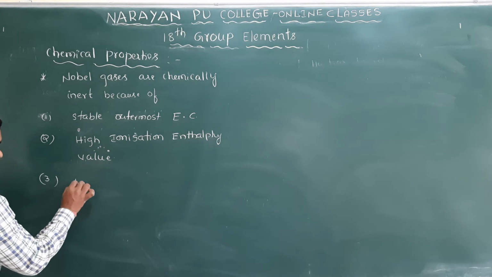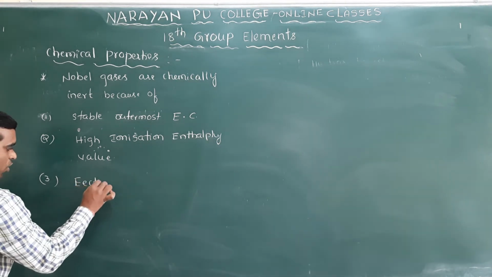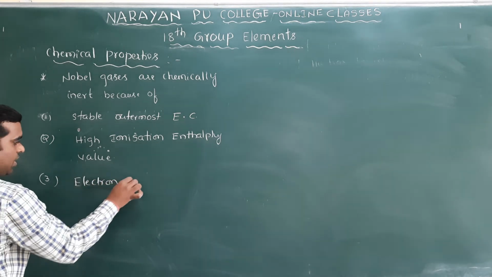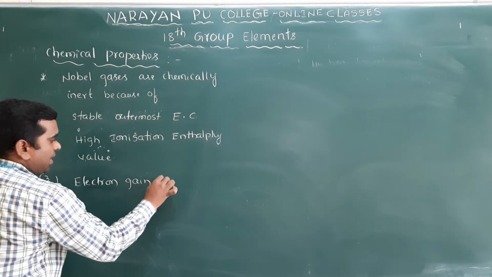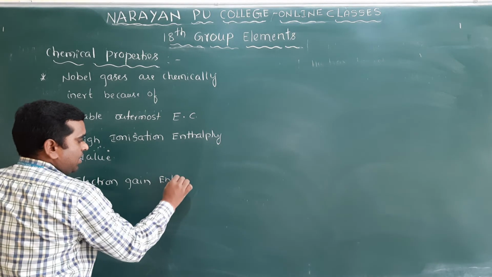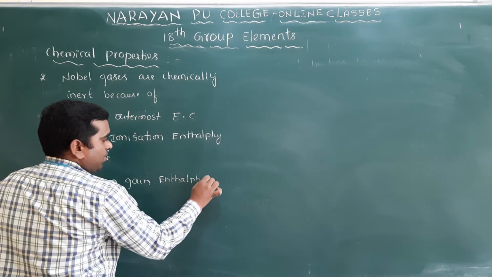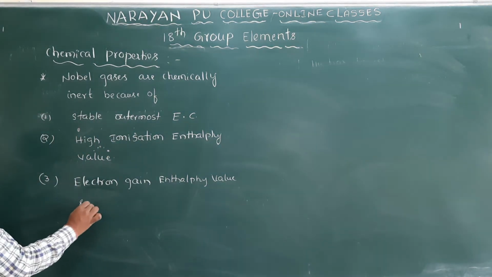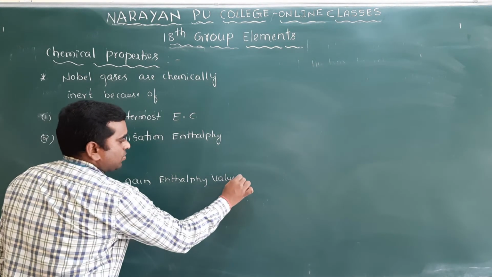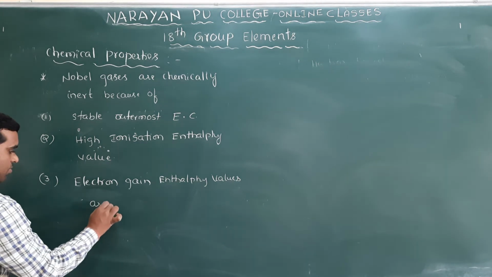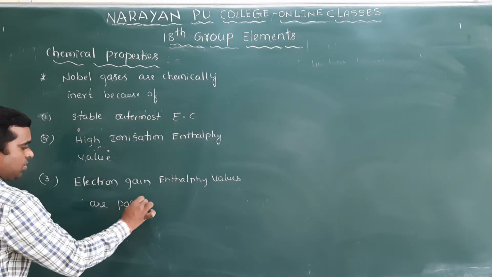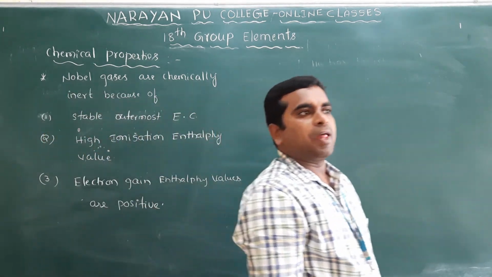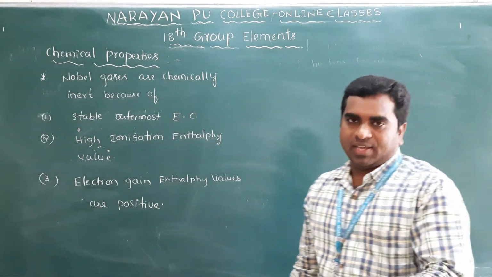And the next one is electron gain enthalpy. Electron gain enthalpy values are positive. These are the three reasons why noble gases are chemically inert.